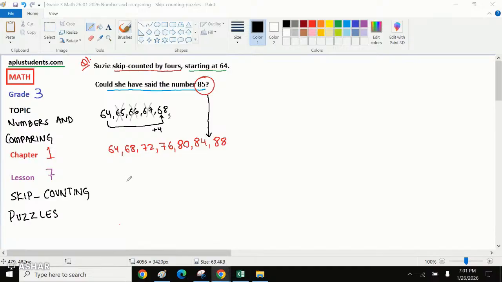So we say that Susie cannot say 85, right? Because 85 does not come in this sequence of skipping by 4. Do we agree on this? Okay, let's look at another example.